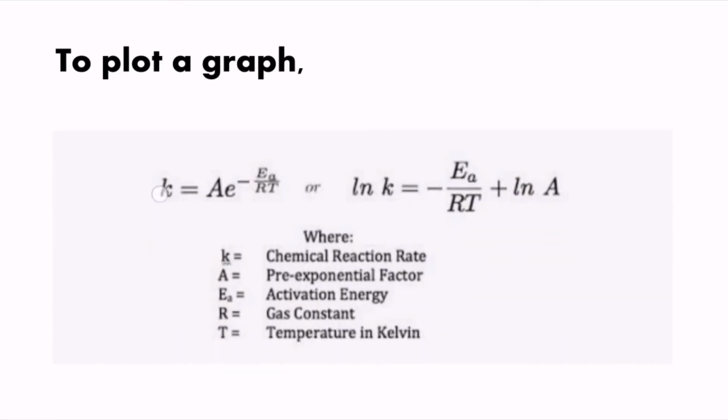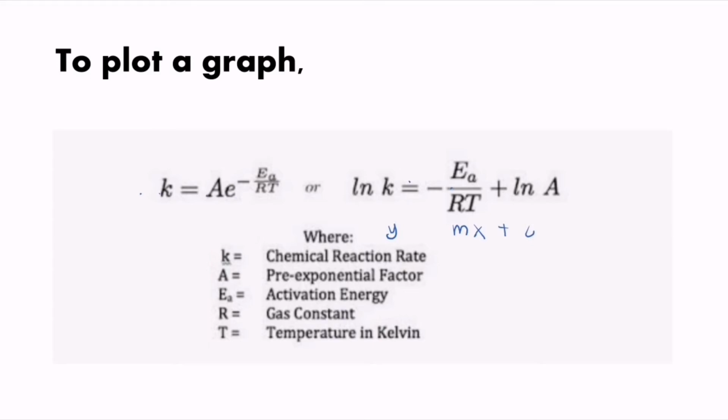To plot a graph, from the previous equation, you have to convert into this equation by adding ln on both sides, this side and this side. And after we arrange the equation, you will get this one. So from this equation, you will obtain a straight line graph where it obeys y equals mx plus c.